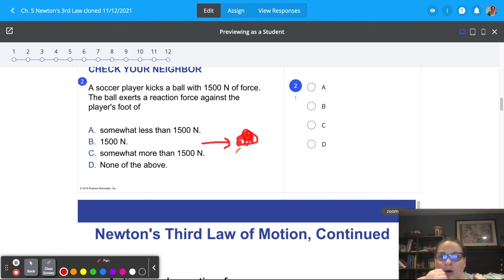That means that the ball will place an equal and opposite force on the foot of 1,500 newtons of force. The ball, however, has a net force in the opposite direction, and as a result will move. It's always equal and opposite. Somewhat less than 1,500 seems tempting, but that is incorrect. Somewhat more is also tempting. It's exactly 1,500. If you apply 1,500, the opposite force is exactly 1,500.